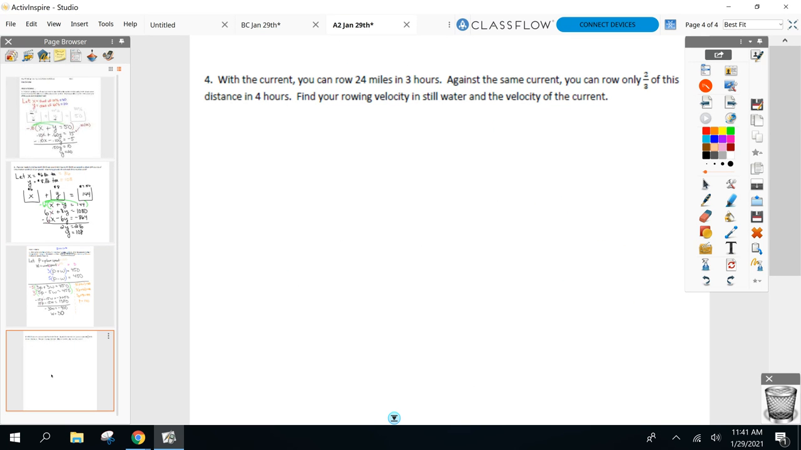Now we're just rowing instead. Instead of flying a plane, we're rowing. So with the current, you guys see what we can do. Against the current, you can only row 2/3 of it in 4 hours. So what's your rowing speed and current speed, as in the water, not your actual right now speed?